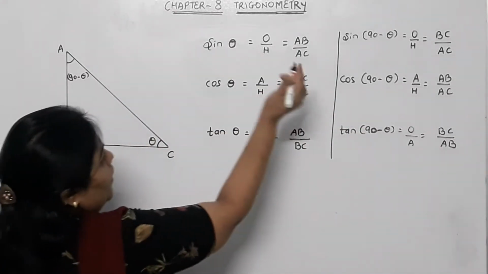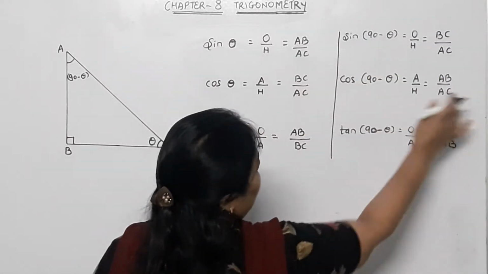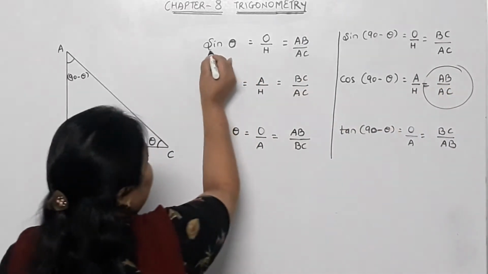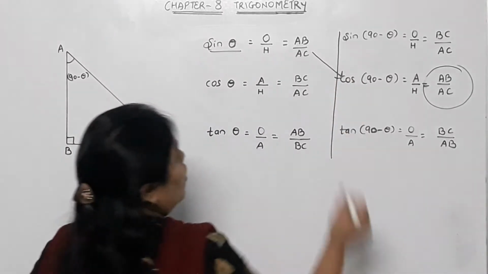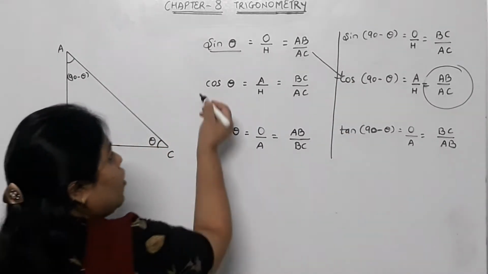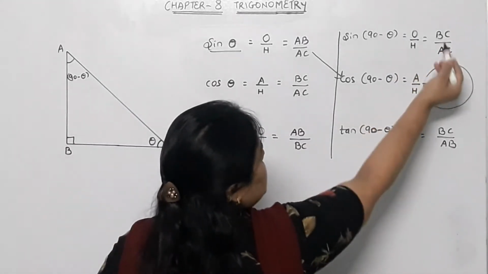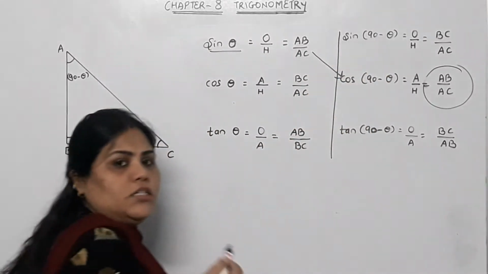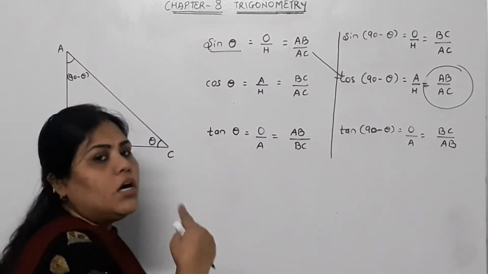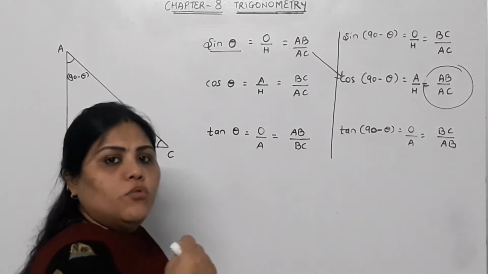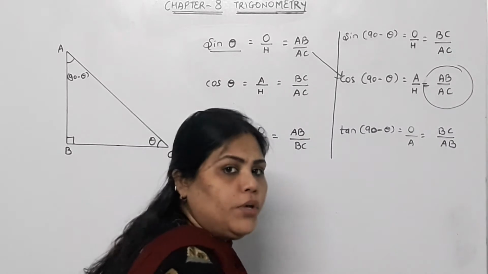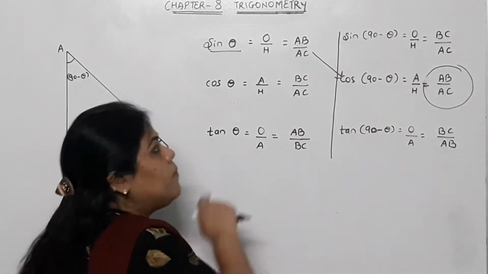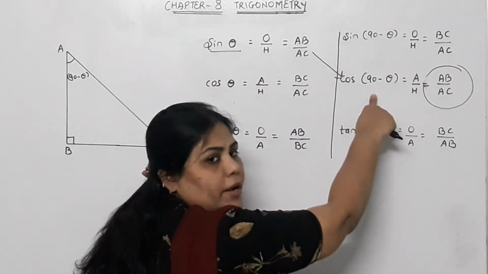See here, sine theta is AB upon AC. Where can I get AB upon AC? Here. AB upon AC. It means sine theta is nothing but cos 90 minus theta. Same way, cos theta is BC upon AC. It means cos theta is equal to sine 90 minus theta, because angle A and angle C both are acute angles. The sum of both the angles equals 90 degree and they are complementary to each other. So cos theta is equal to sine 90 minus theta. Sin theta is nothing but cos 90 minus theta.